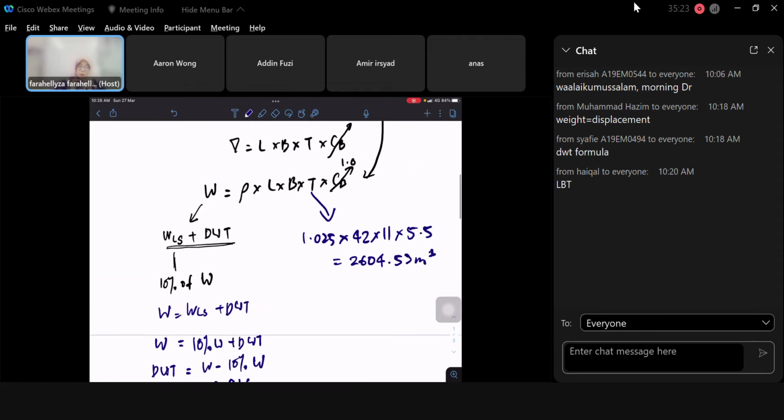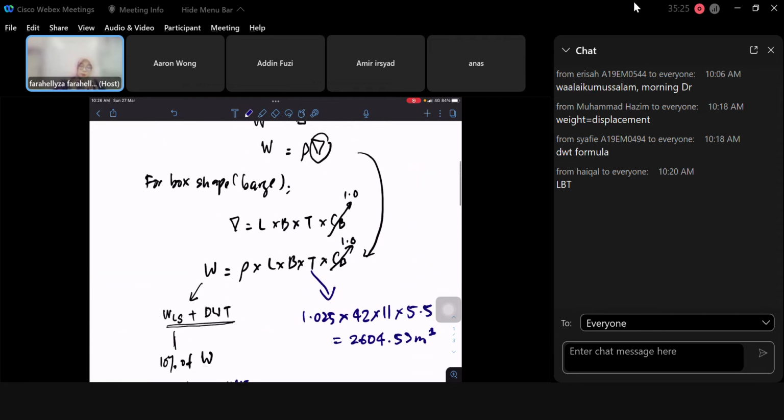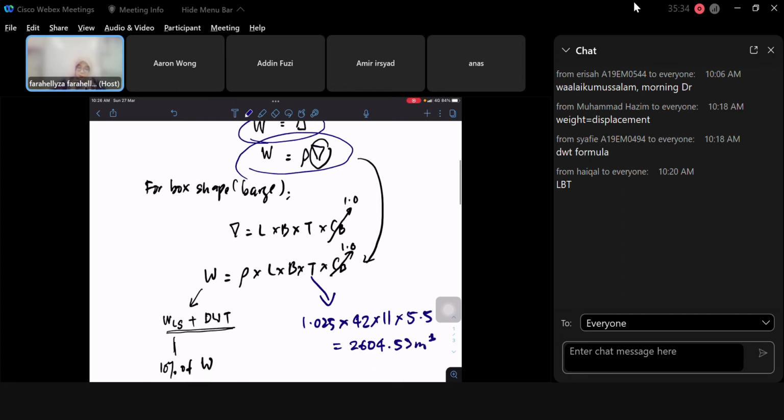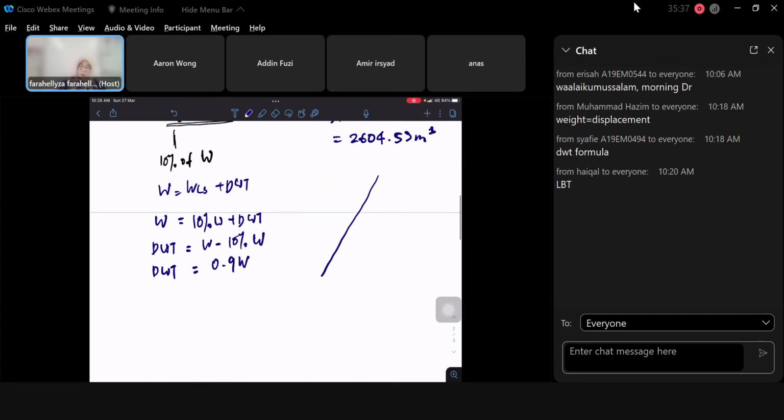Then we go back into the design governing equation. We know that W is equal to displacement, so W is equal to rho V. When we write these equations back again, it should become 0.9 W is equal to 2604.53. So now we can find this W, 2604.53 divided by 0.9.